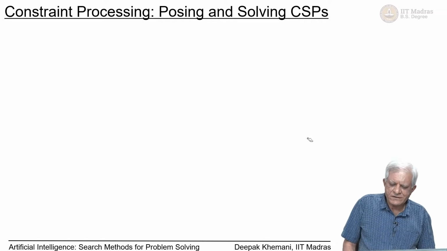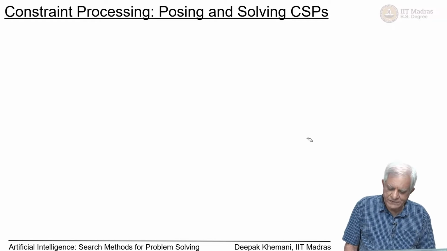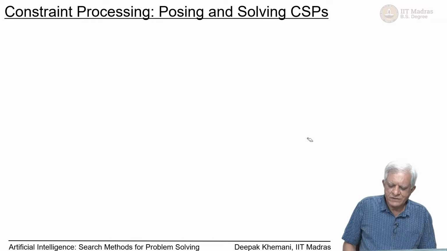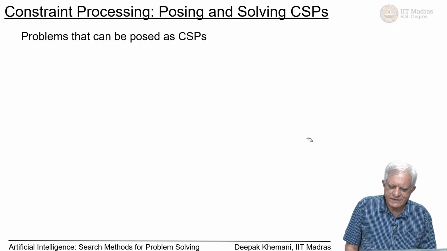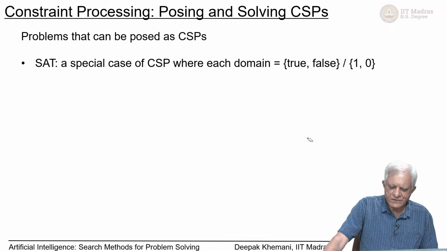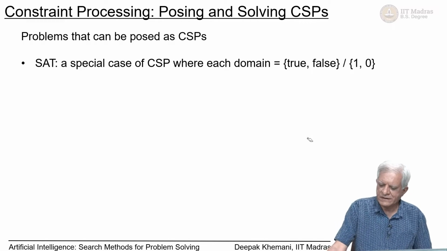So, we have looked at this: the way that we address constraint processing is that you can pose problems as CSP, or constraint satisfaction problems, and then you can use a solver to solve the CSP. Some of the problems that can be posed as CSP: SAT, for example, is a special case of a constraint satisfaction problem, where each domain has a value only of true or false, and the constraints are the logical constraints of implication, and, or, not, and so on and so forth.